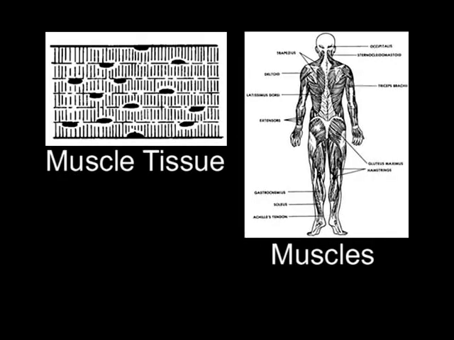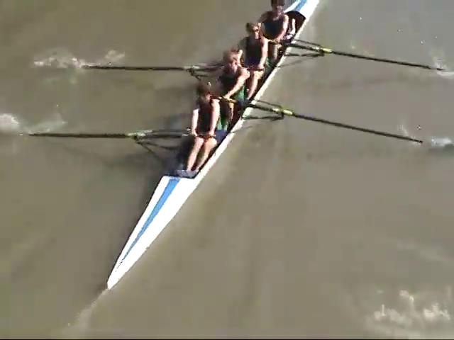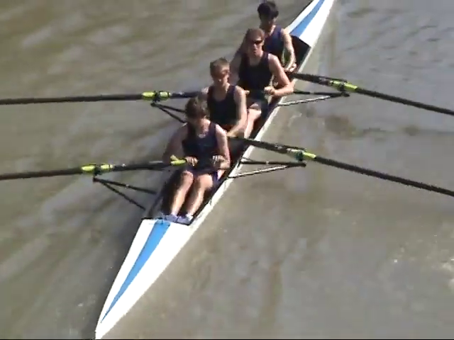There are muscle tissues and there are organs called muscles. Muscles are made up of muscle tissues. Muscle tissues and the muscles they make up are specialized to contract. Because of their ability to contract or shorten, muscles are able to produce motion.